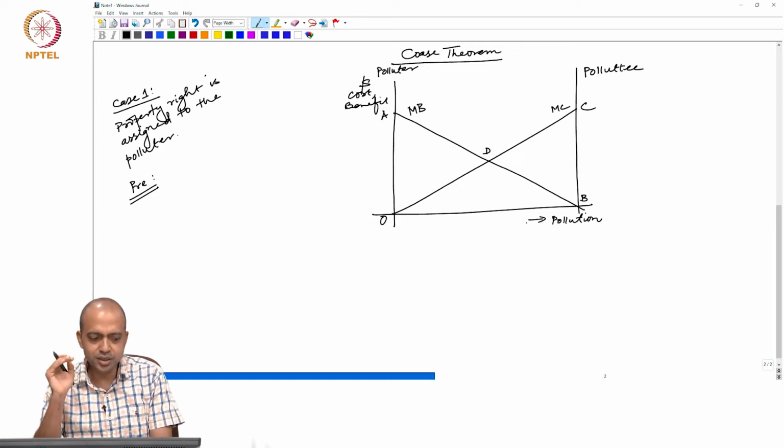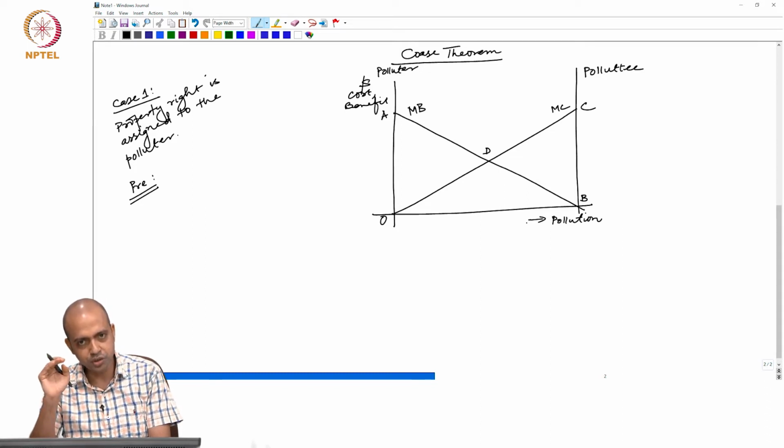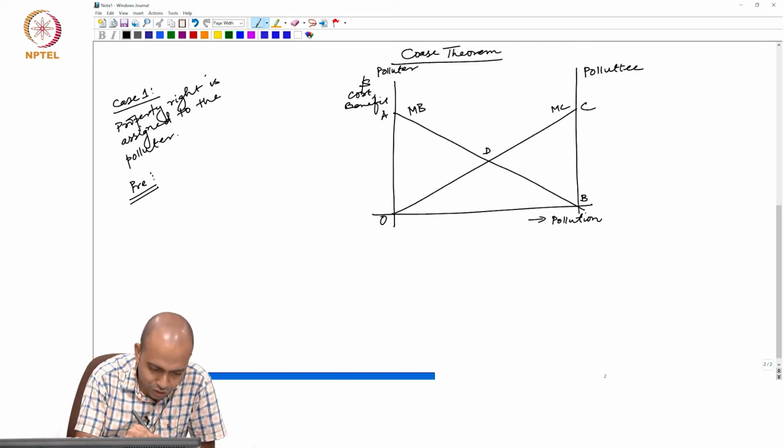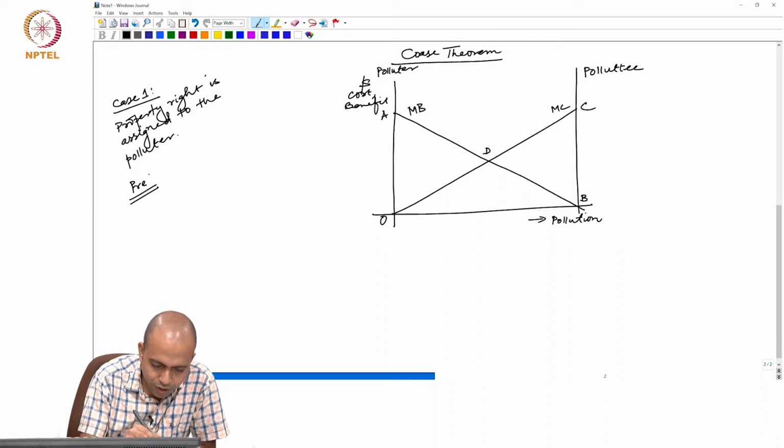As long as MB is greater than 0, MB is positive, polluter will keep on polluting, and he will stop at a point where marginal benefit of pollution is 0. So, that means in the pre-negotiation situation, this is called pre-negotiation or bargaining.